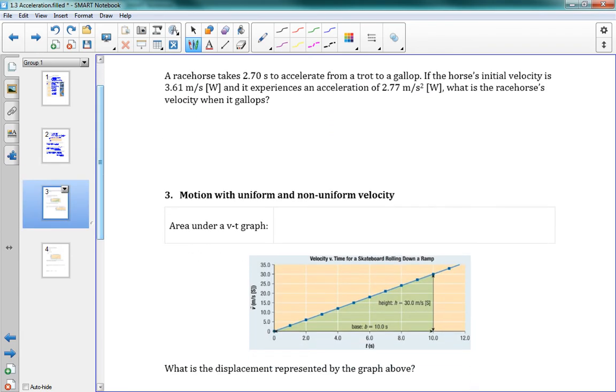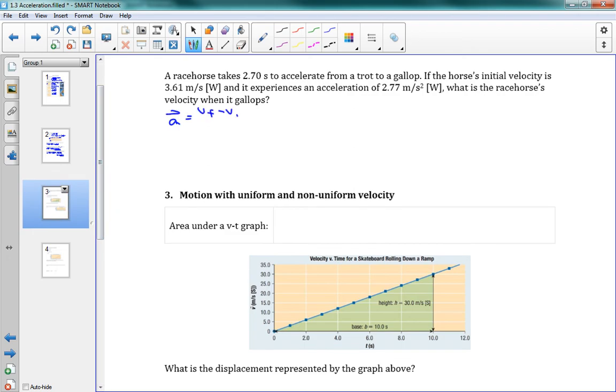Good. And one more problem like this. Let's solve this problem. It says a racehorse takes 2.7 seconds to accelerate from a trot to a gallop. If the horse's initial velocity is 3.61 meters per second west, and it experiences an acceleration of 2.77 meters per second squared west, what is the racehorse's velocity when it gallops? So the different thing about this one is that now we're looking for velocity, not acceleration. We're given the acceleration.